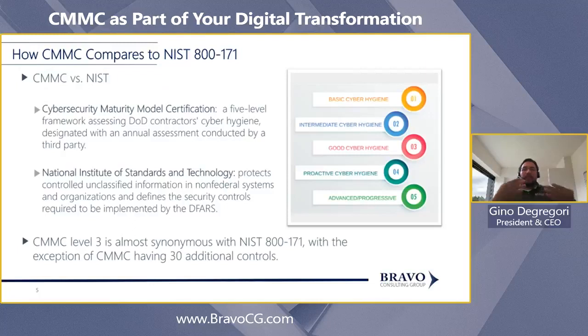And the biggest difference between the two, outside of the 5 levels that CMMC has, which you can see on the right side, is this: if you look at the good cyber hygiene level 3 for CMMC, that is pretty much very similar to what NIST 800-171 had from controls. The biggest difference is it has an additional 30 controls associated to it.